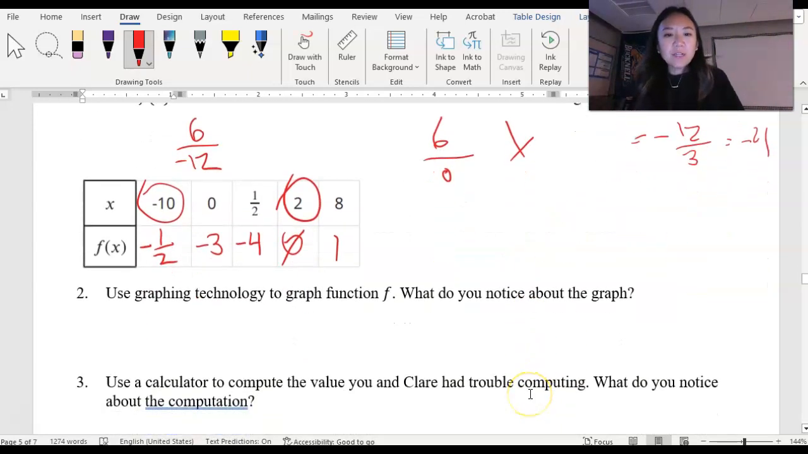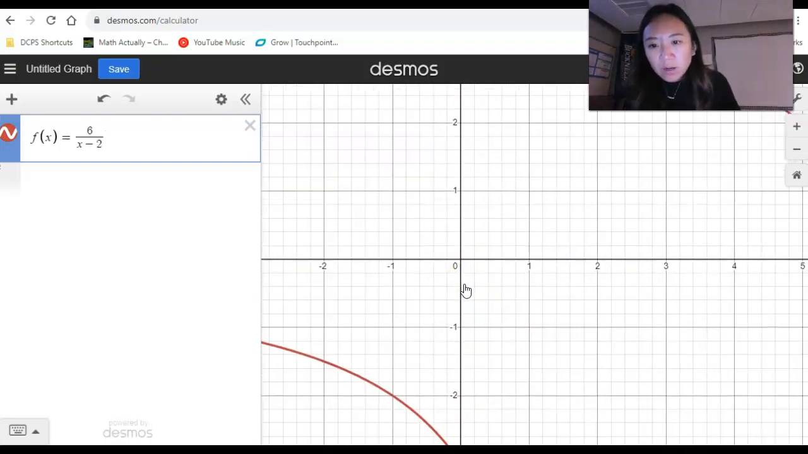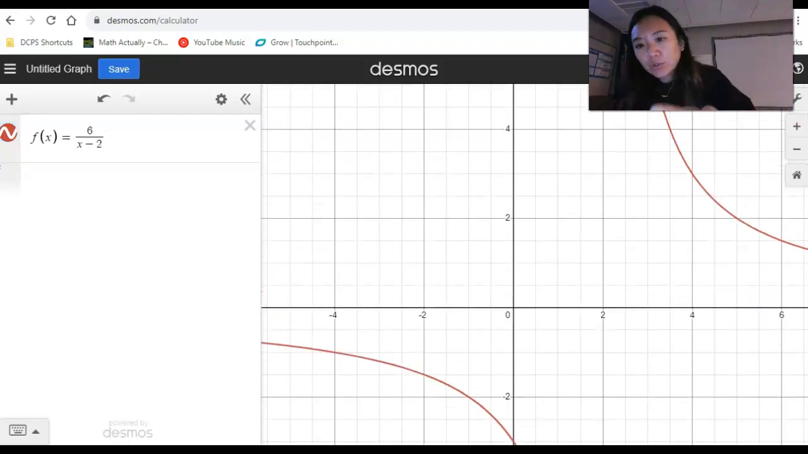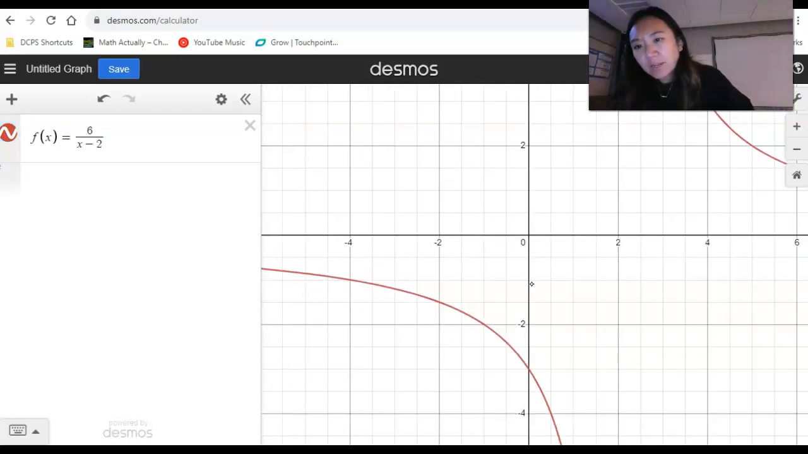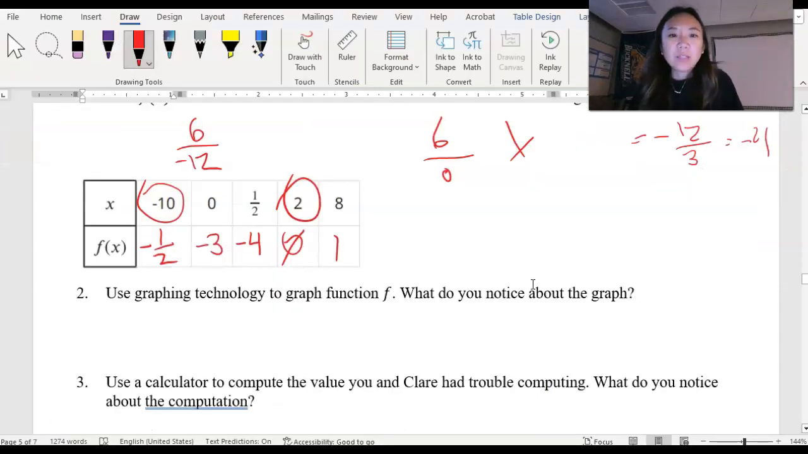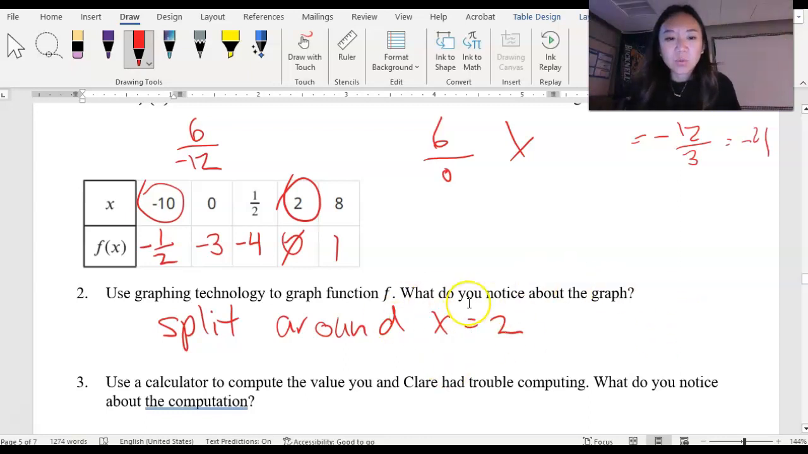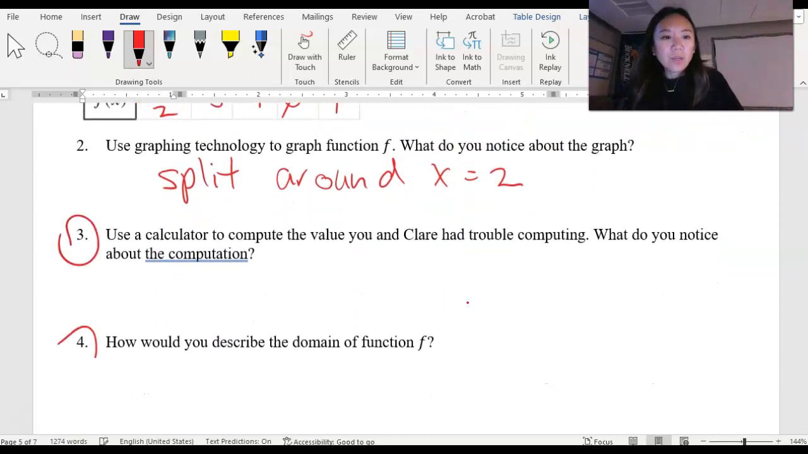So it says use graphing technology to graph function f. So I went ahead and graphed this on Desmos to show you. And so if you see on Desmos, what happens is right at where the 2 is, so this is where x equals 2 is here, right along this line right here, the lines are getting close to x equals 2, but never touching where x equals 2. And so that shows you that the graph is split around x equals 2, right? It's going down on the one side and then up on the other side, but it is never actually touching x equals 2.